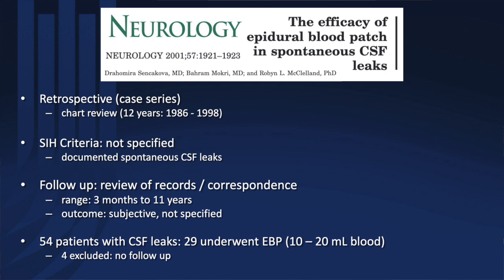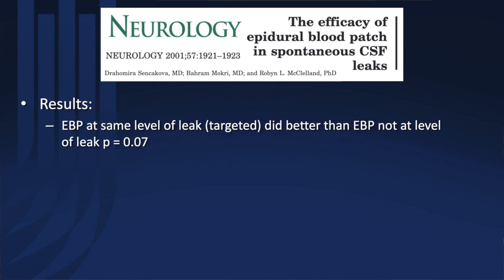It was a chart review over 12 years. It was retrospective in a case series. For SIH criteria, they didn't really specify. They documented that they were spontaneous leaks only, so we don't know what type of leaks they were. The follow-up was just review of records and correspondence, and the outcomes were subjective or not really specified. Patient got better. They had 54 patients with CSF leaks, and 21 underwent epidural blood patches. 4 were excluded without follow-up.